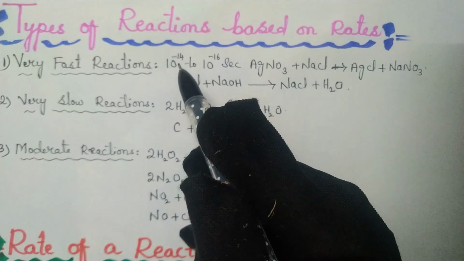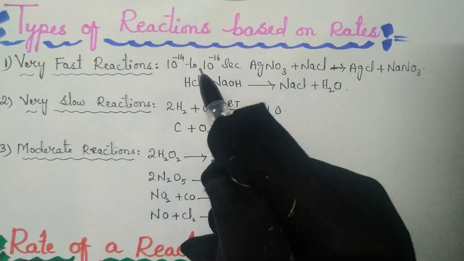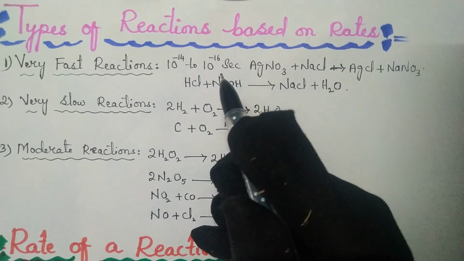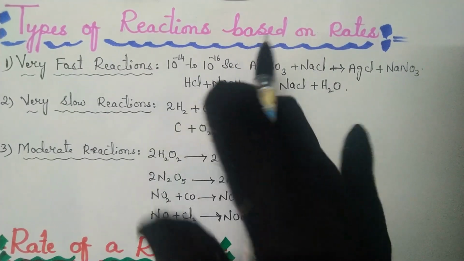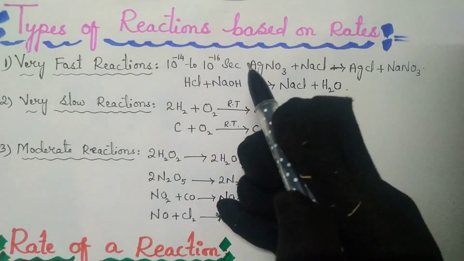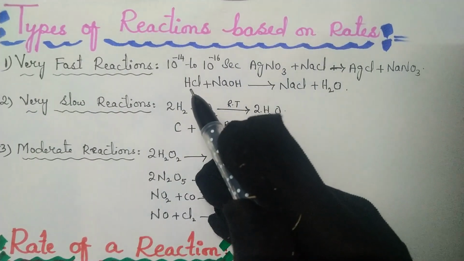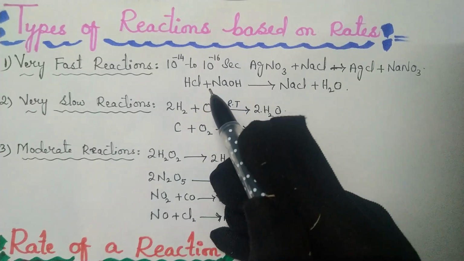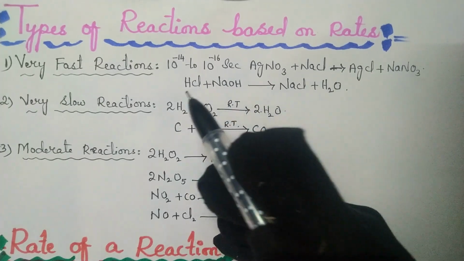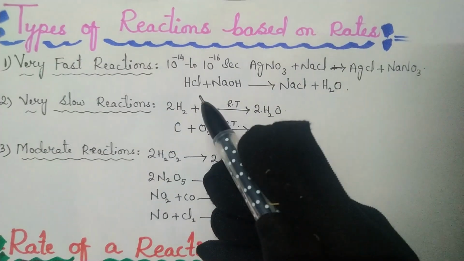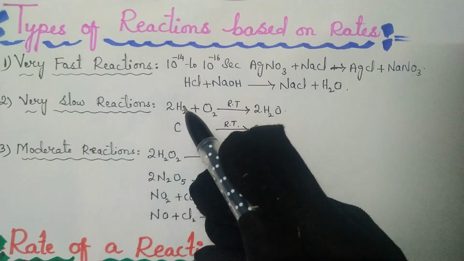In the last video lecture I explained the importance of chemical kinetics and the factors affecting the rate of a reaction. Now in this video I am going to explain some other important topics of chemical kinetics, like types of reactions based on rates, rate of a reaction, expression for average rate and instantaneous rate, and lastly the rate constant and its units.